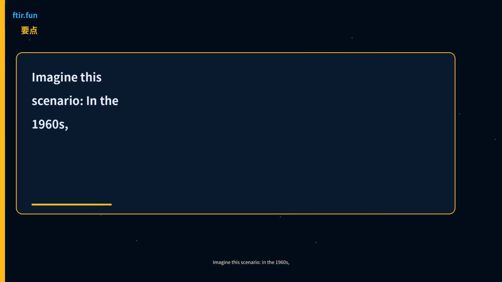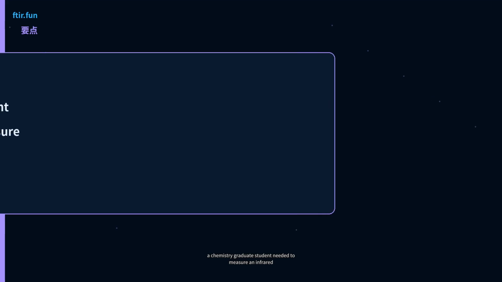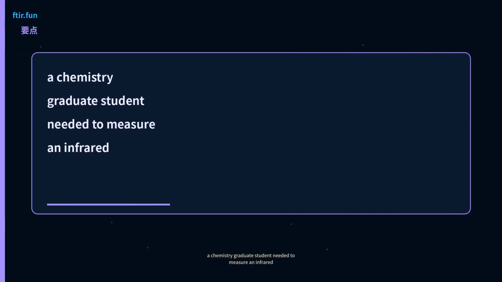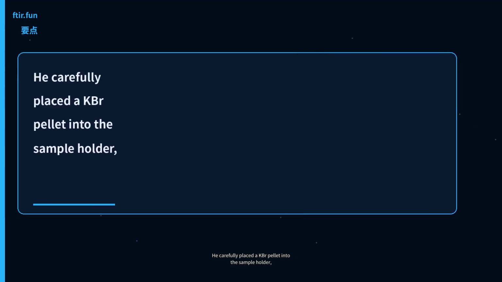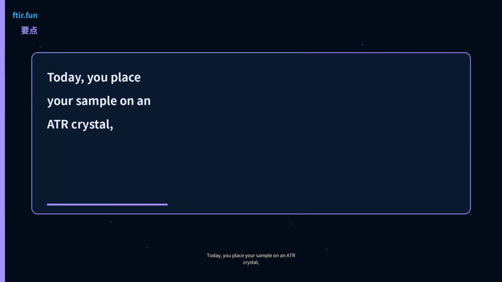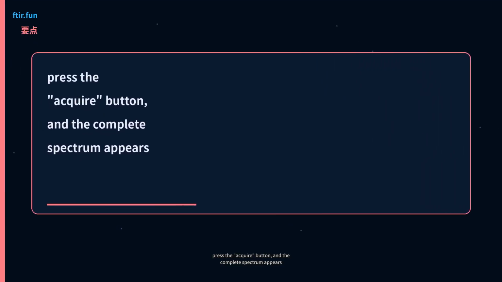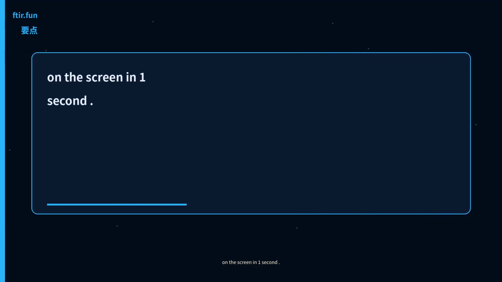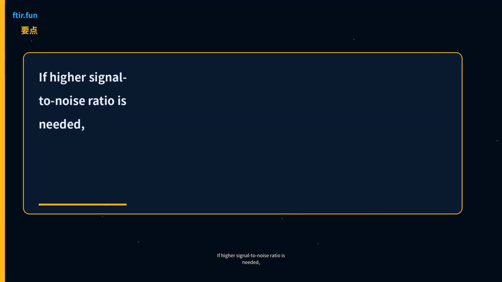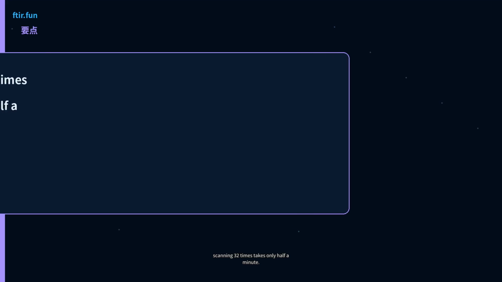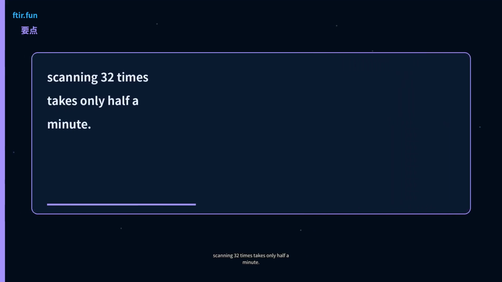Imagine the scenario. In the 1960s, a chemistry graduate student needed to measure an infrared spectrum. He carefully placed a KBr pellet into the sample holder, started the instrument, and then waited. Today you place your sample on an ATR crystal, press the acquire button, and the complete spectrum appears on the screen in 1 second. If a higher signal-to-noise ratio is needed, scanning 32 times takes only half a minute.